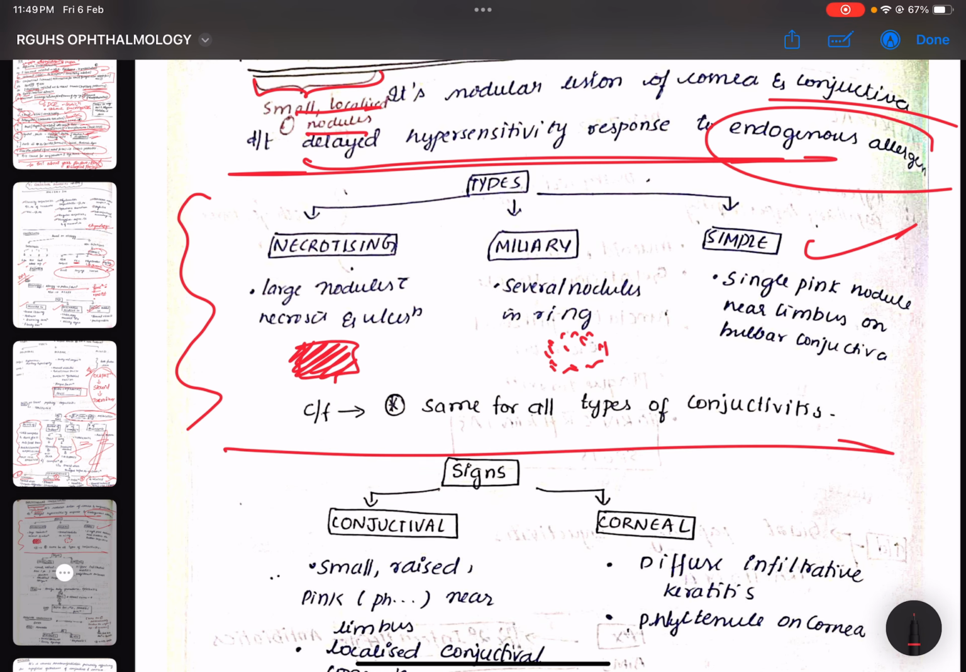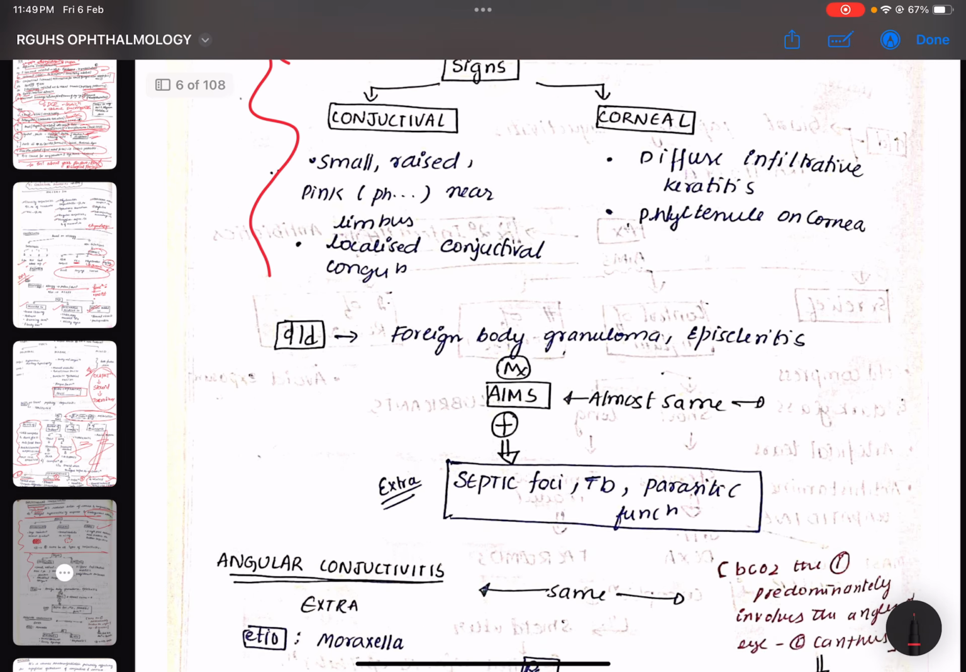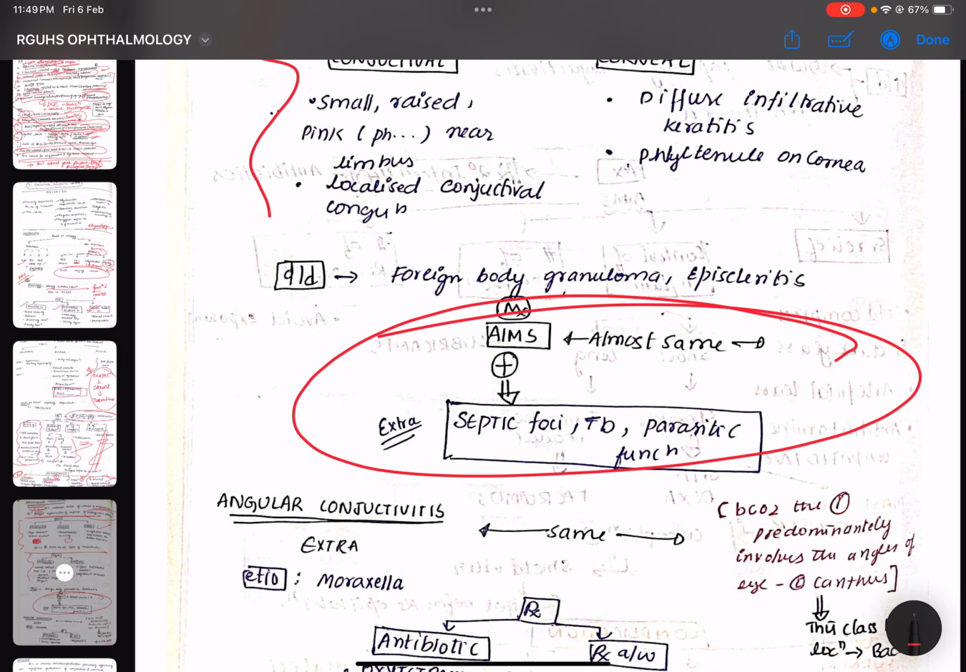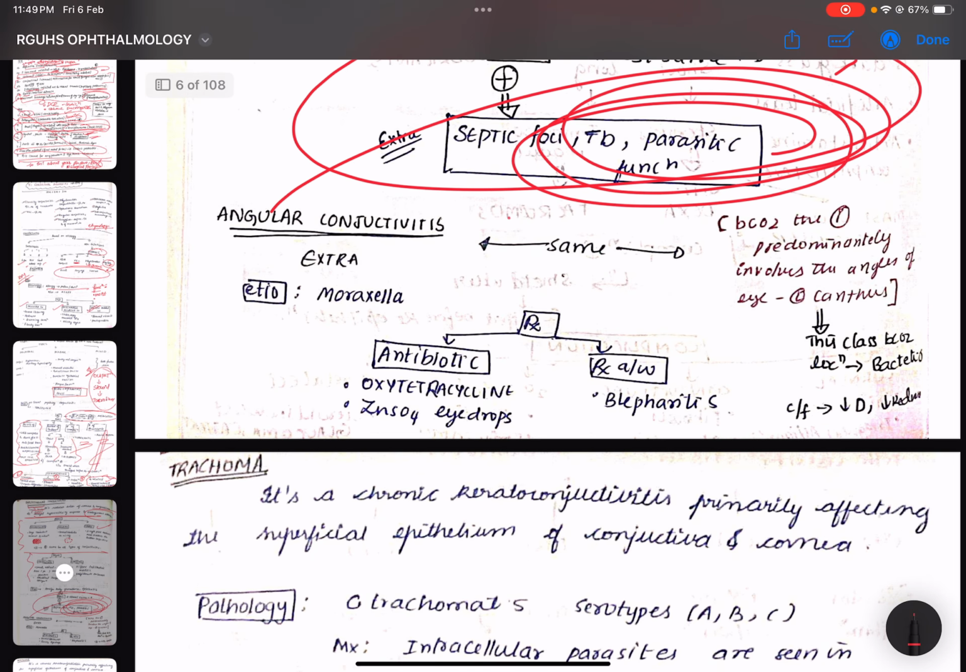Again, the clinical feature is the same for all conjunctivitis. That is the importance of knowing the basic clinical features of any infectious conjunctivitis. Then these are the signs. Almost it goes with the same thing. Again, the management is almost the same, but the extra thing which you need to work up for is TB or parasitic infection. Again, what does angular conjunctivitis have to do? Again, everything is the same. The extra thing is what I am discussing here.